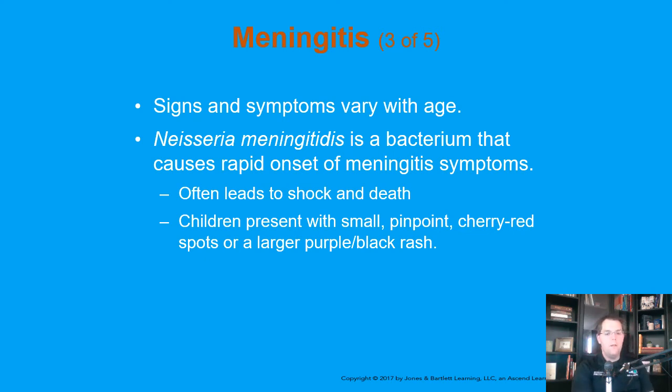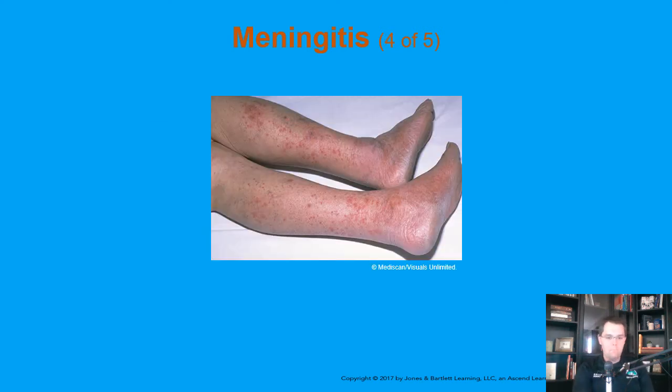So, the big severe one is Neisseria meningitis, that one, you see it up there. It's a bacteria that causes very rapid onset of these symptoms, and this is the one that will go from nothing to symptomatic and death in an hour. So have a high index of suspicion with some of these symptoms that you see: small, pinpoint, very red spots on their body, or a purplish black rash that's a little bit bigger over their body. That's what that looks like there. You see those rash spots.